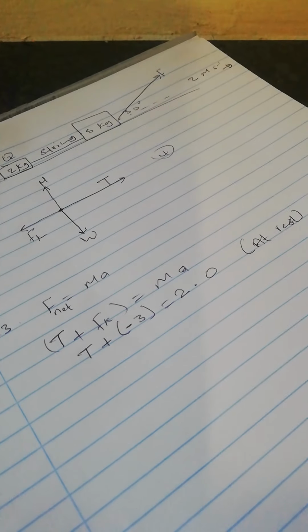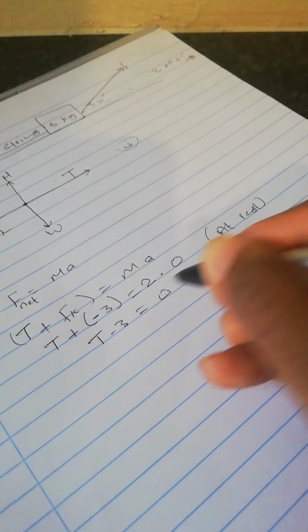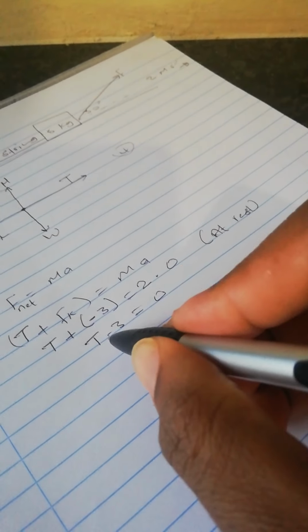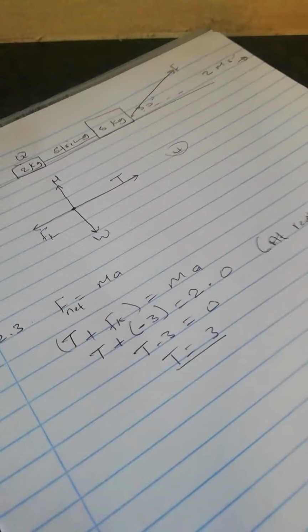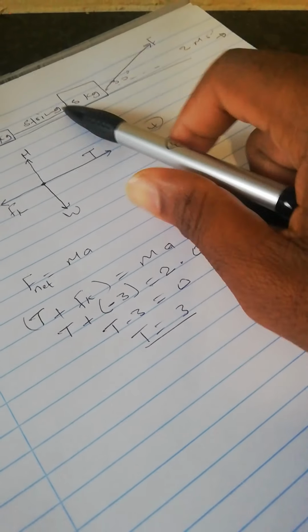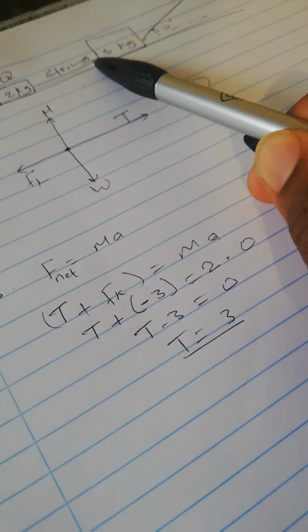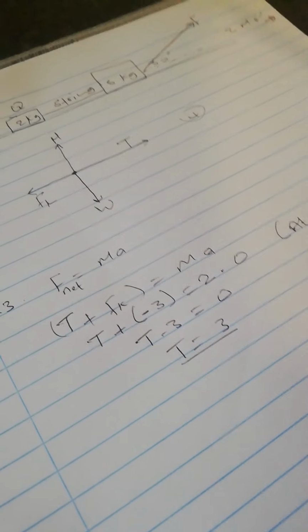So our acceleration will be 0. So this gives us T minus 3 equal to 0. So now we have T, right? T is equal to 3. So now we calculated our tension force. So this tension force will help us to get there, because now this tension force is acting in the opposite direction in addition to the frictional force acting there.